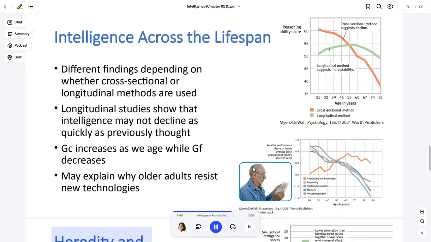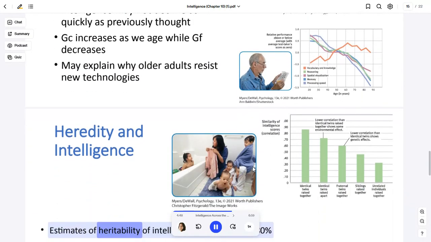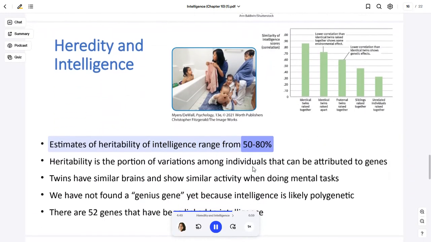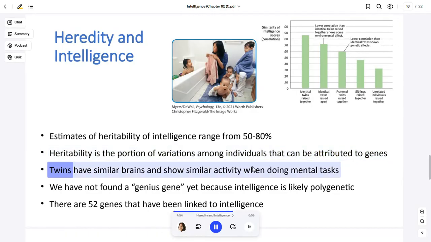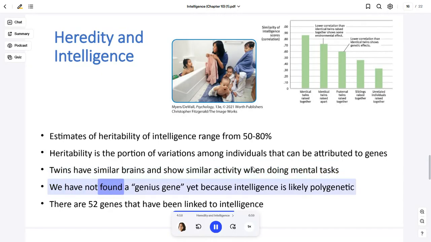Heredity and intelligence. Estimates of the heritability of intelligence range from 50 to 80%. Heritability is the portion of variation among individuals that can be attributed to genes. Twins have similar brains and show similar activity when doing mental tasks. We have not found a genius gene yet because intelligence is likely polygenic. There are 52 genes that have been linked to intelligence.